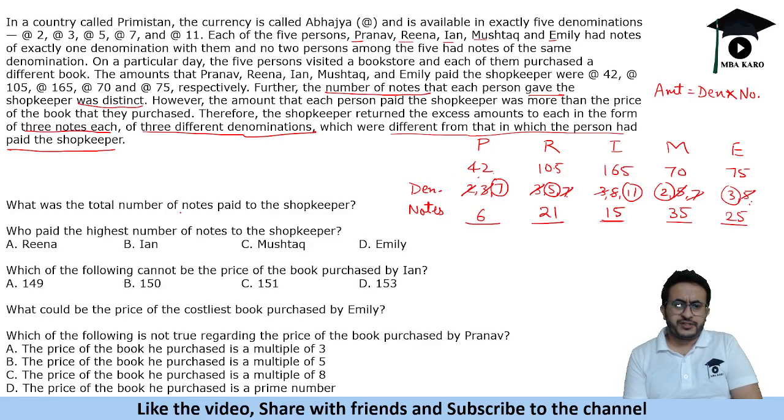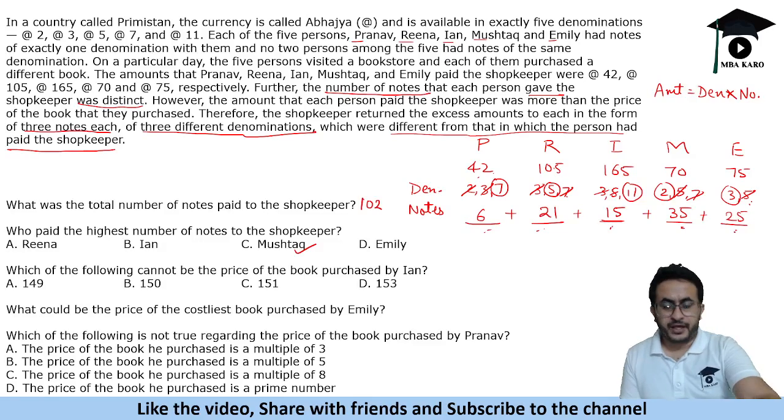So it says, what was the total number of notes paid to the shopkeeper? So add these, you will get the answer. So this is 60 plus 42, and 75 plus 27, 102 notes. Who paid the highest number of notes to the shopkeeper? So it is Mushtaq who paid the highest number of notes to the shopkeeper.